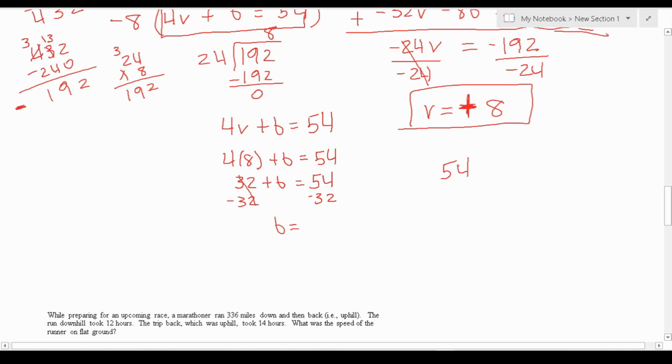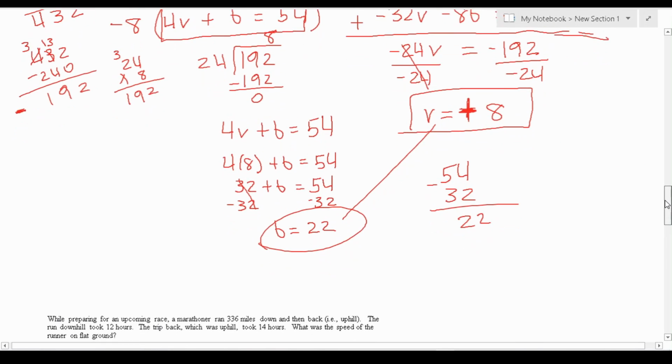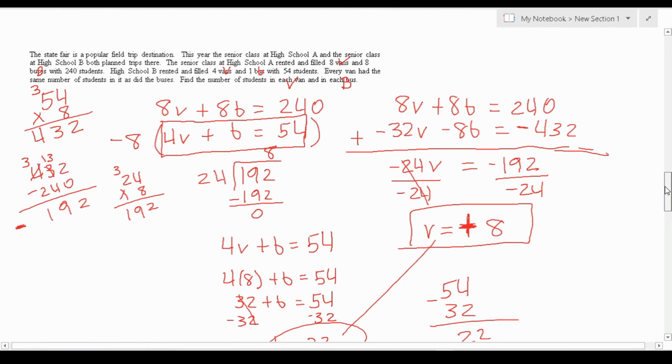Let's do that off to the side. 4 minus 2 is 2. 5 minus 3 is 2. So b is 22. In other words, let me make sure I did that right. 4 minus 2 is 2. 5 minus 3 is 2. In other words, a van can carry 8 students, whereas a bus can carry 22 students.